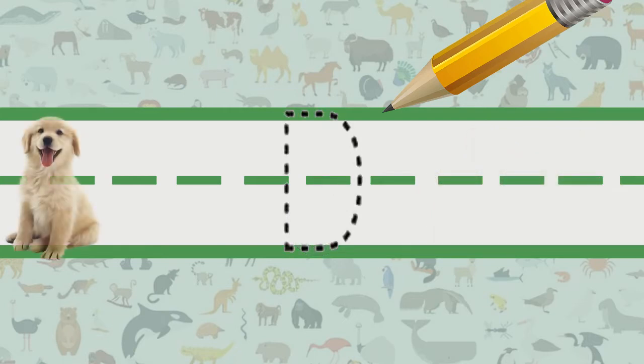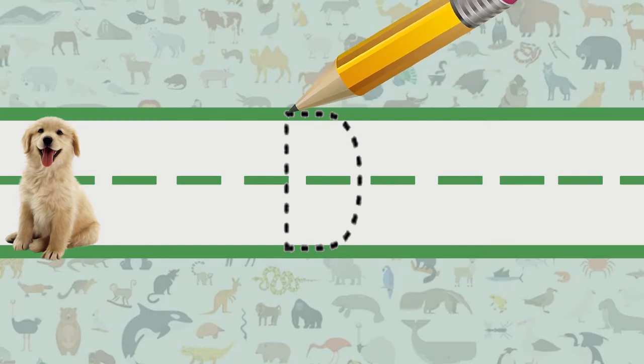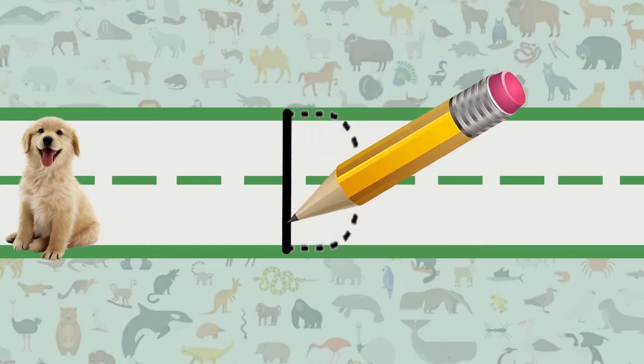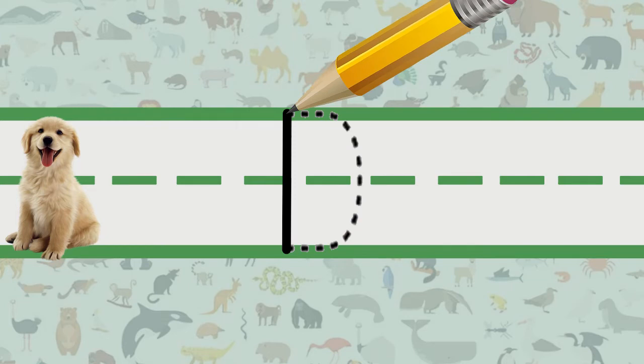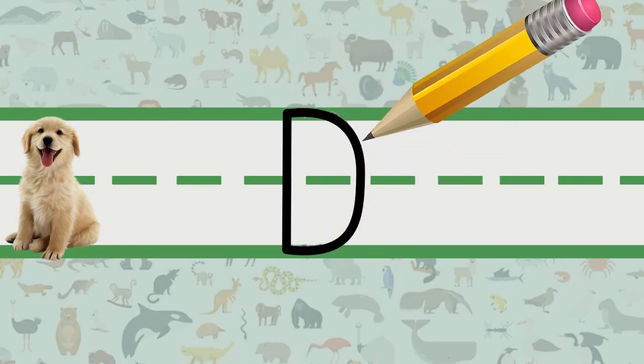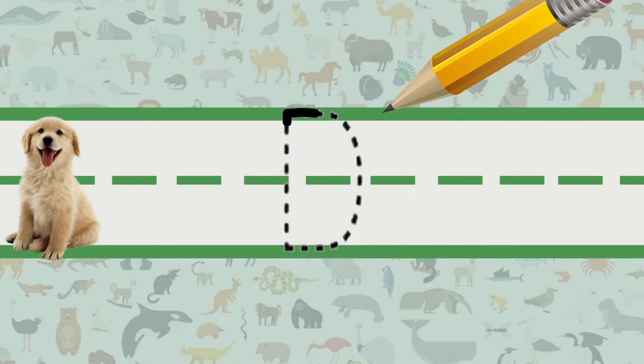D is for dog. For capital D, or big D, start at the top and draw a straight line down to the bottom. Then go back to the top and draw a curved line down to the bottom. Good job! Let's do that again.